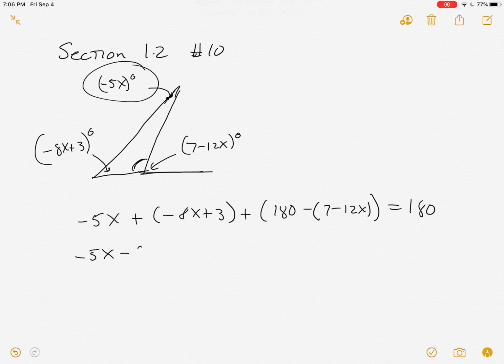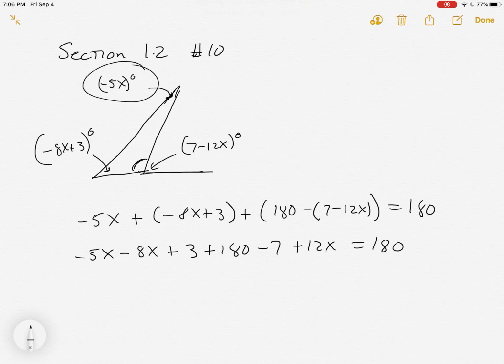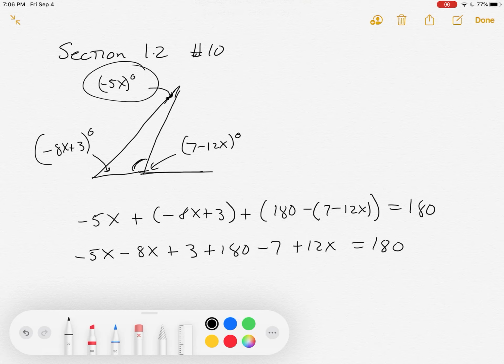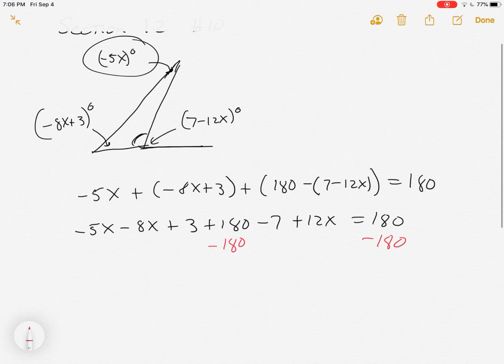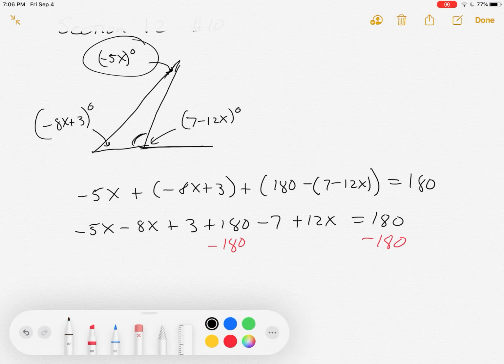Now we're simplifying. Negative 5x minus 8x plus 3 plus 180 minus 7 plus 12x is equal to 180. Personally, I would, at this point, combine like terms, but also I'm going to come in here in red. I'd also subtract 180 from both sides. Get rid of having to deal with big numbers at all. We're after x right now, but we're disciplined. We know that once we have x, we're not finished.